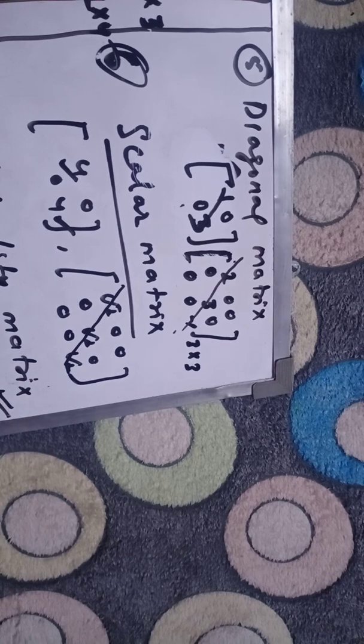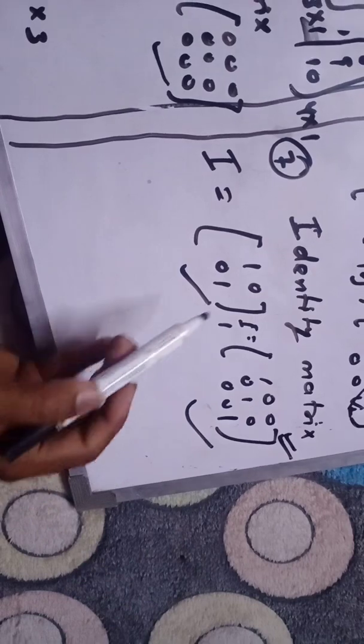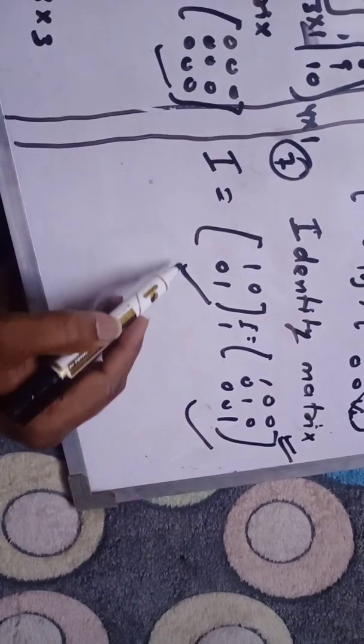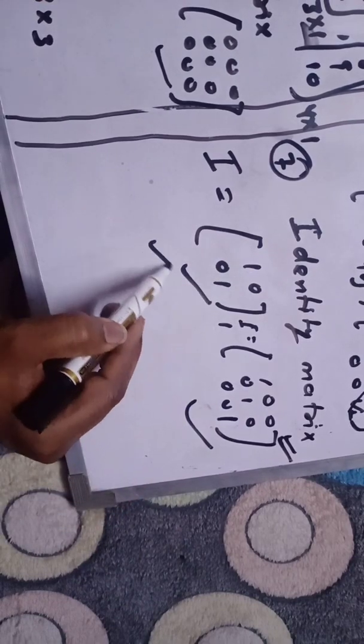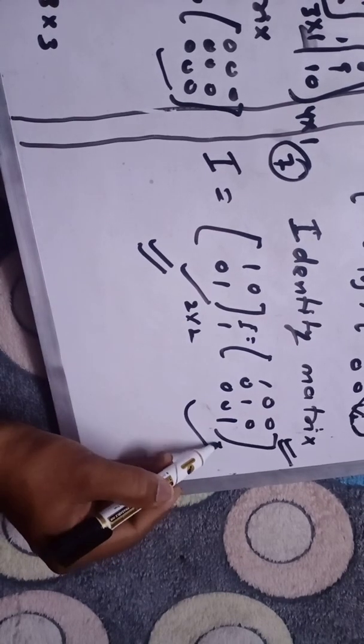And next is the identity matrix. In an identity matrix, all the elements on the diagonal must be 1. If that is so, then it is known as an identity matrix. Got it? The order of this matrix is 2 by 2. The order of this matrix is 3 by 3. So these are the different types of matrices which you should know.